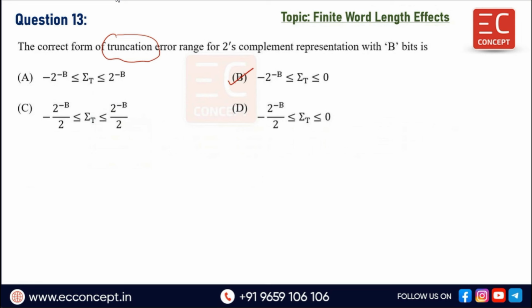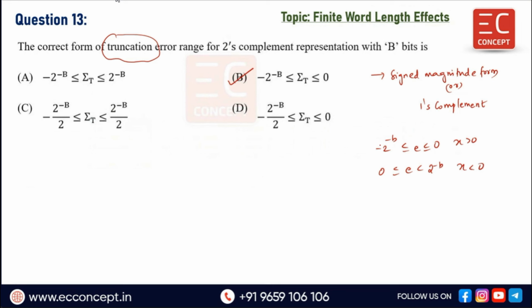In truncation, what comes for ones complement, okay? That is ones complement or sign magnitude, okay? Now for two's complement it is option B; in the same way, for sign magnitude form or ones complement, you should check what comes. So for ones complement or sign magnitude, the same thing is given: minus 2 power minus b less than or equal to e less than or equal to 0 if x is greater than or equal to 0, and 0 less than or equal to e less than 2 power minus b when x is less than 0. Okay, some conditions are given.